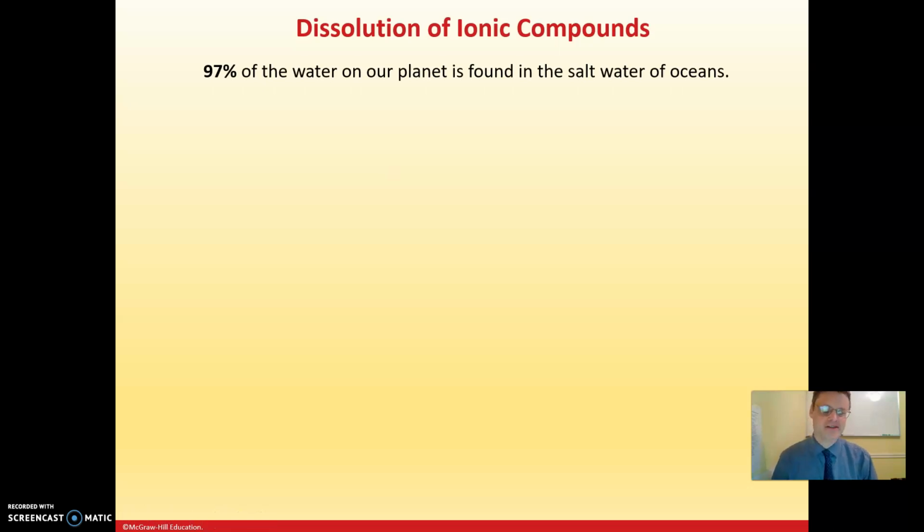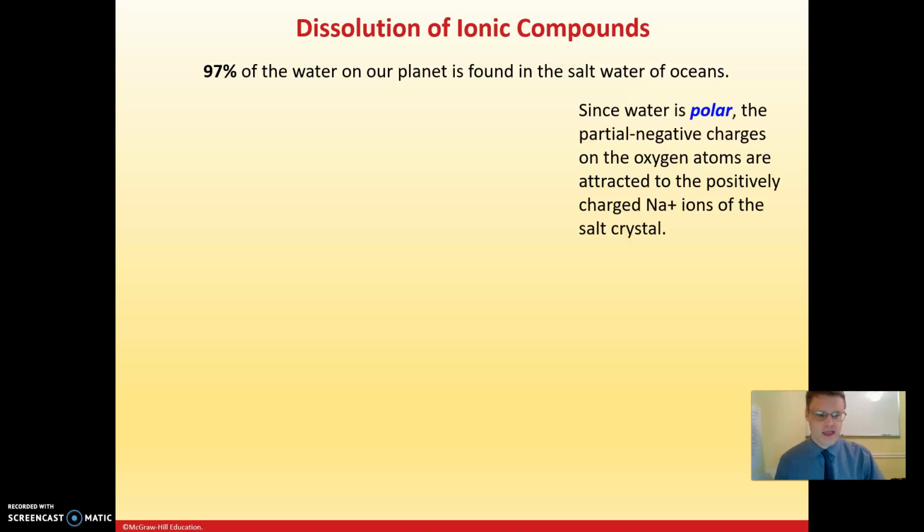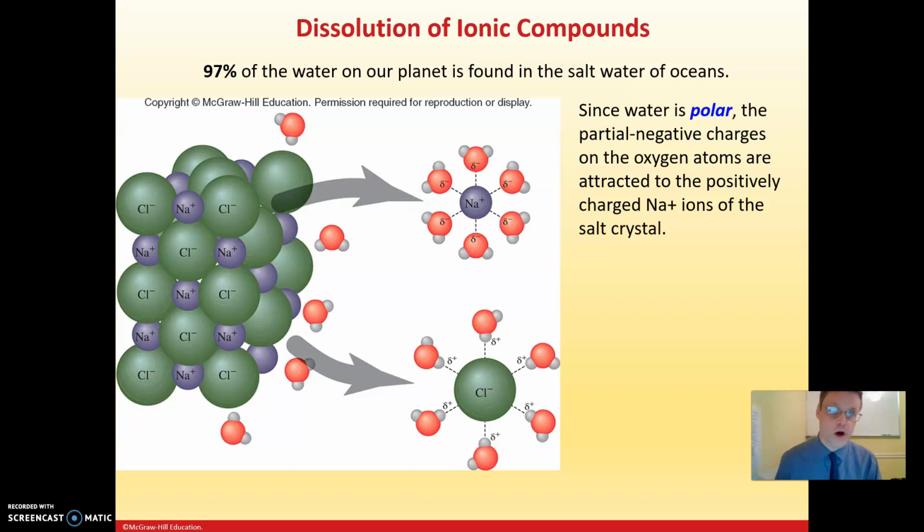All right, so 97% of the water on our planet, we saw a few lectures ago, is found in salt water in the oceans. And we want to talk about the process of ionic compounds dissolving in water. Water is polar, so what can happen if I have a salt like sodium chloride? We're used to it in its crystal form, and we might put it on our french fries or potatoes, but when we add it to water, it starts to dissolve.